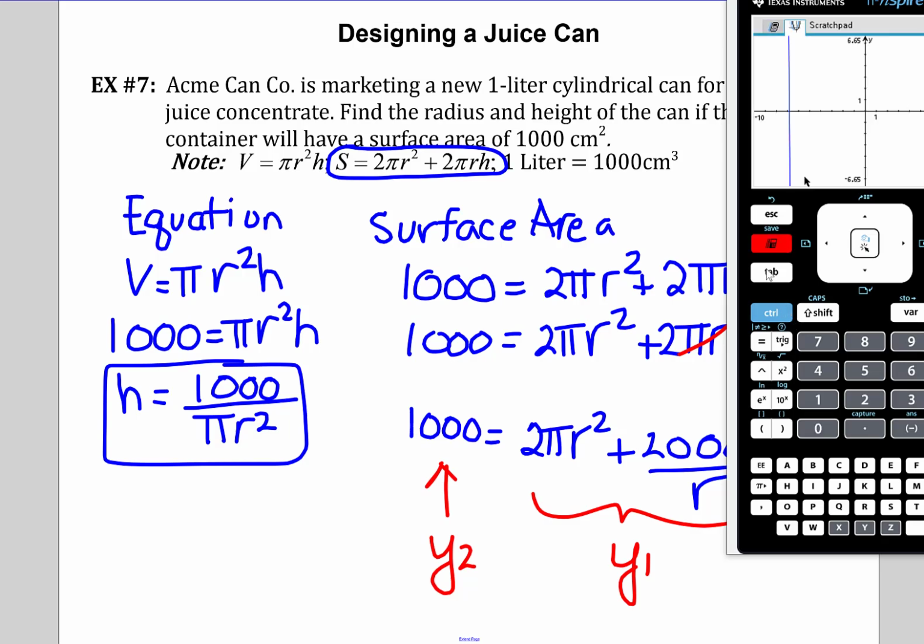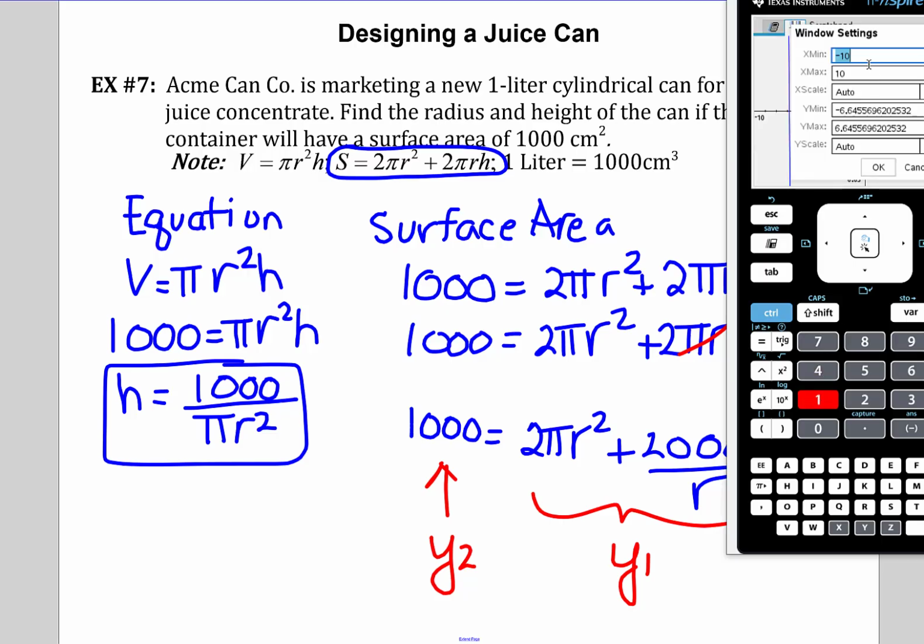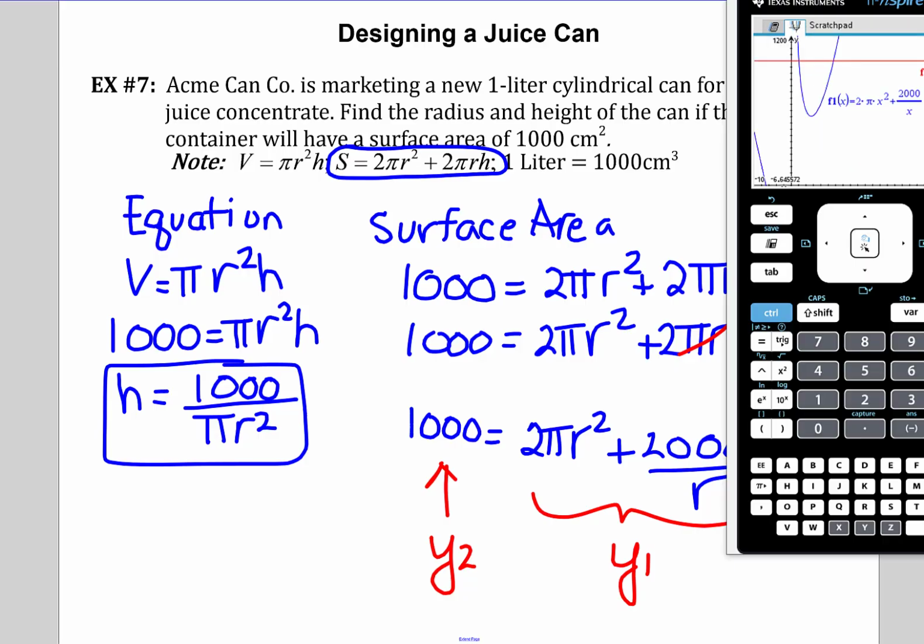We need to be in the equation part. 1,000. And we have to set our window right. So my window, I think I'm going to go up to 50, 0 by 50 ought to work. And then on my Y, I'm going to go up to about 1,200. There, so I want the intersection right there.